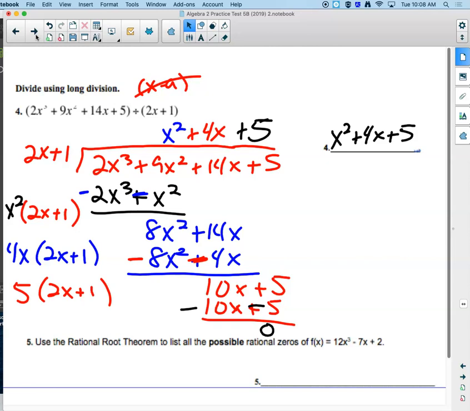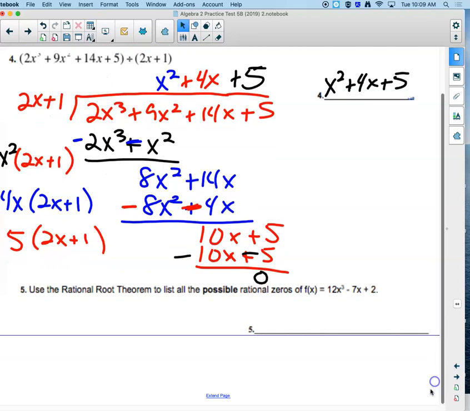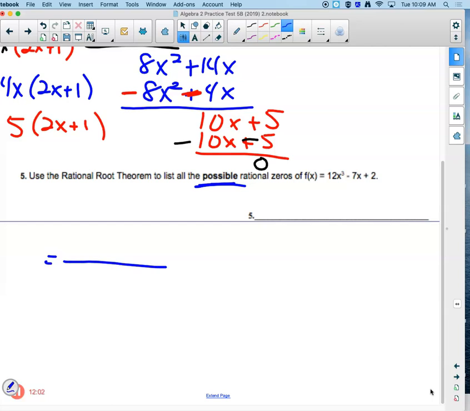All right, next up. Oh, where's my extend page? There we go. Use the rational root theorem to list all the, there it is, there's the big hint, possible rational zeros of f of x. So this was the big fraction. And then figuring out what we have for the big fraction. Because rational, the root word is ratio. Ratios in math mean fractions.